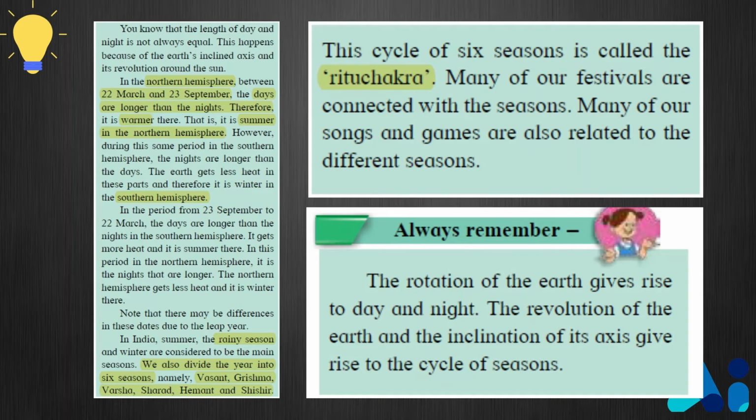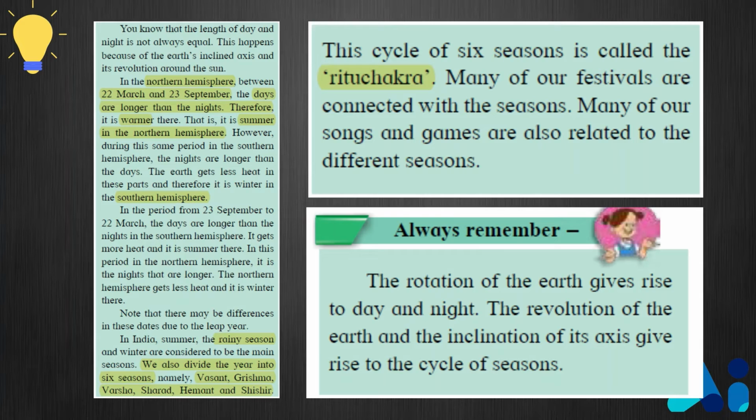Now the next concept is about seasons, right? Between 22nd of March and 23rd of September, in the northern hemisphere, the days are longer than the nights. Days are longer than the nights, and that's why it's warmer, and we call it summer. At the same time, between these two dates, in the southern hemisphere, that is the lower half of the planet Earth, the days are shorter and the nights are longer. It's colder there, and we call it winter.